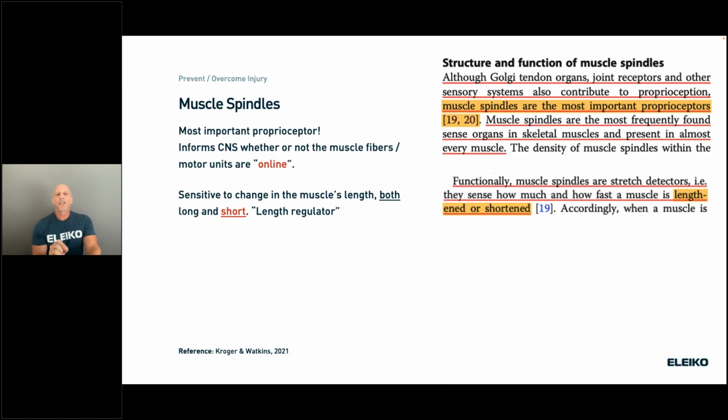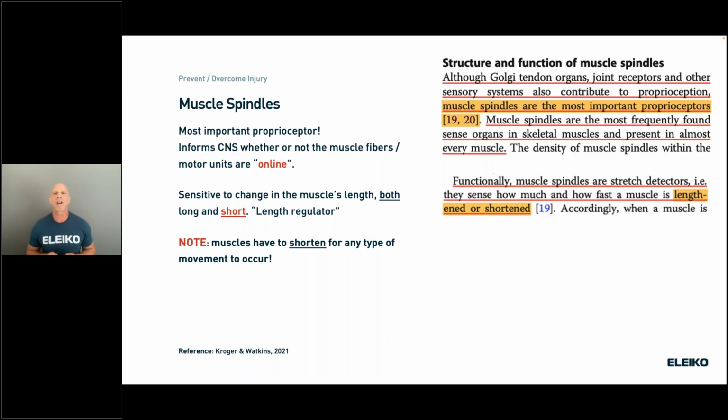Muscle spindles are sensitive to change in muscle length. They're always called a stretch receptor, and that's technically incomplete. They are a length receptor, because they work both when the muscle fibers lengthen and when they shorten. And the shortening is actually vitally important, more so than just the lengthening if we had to pick one. Muscles have to shorten for any type of movement to occur.